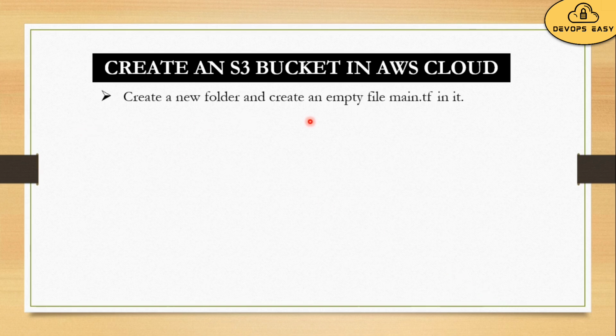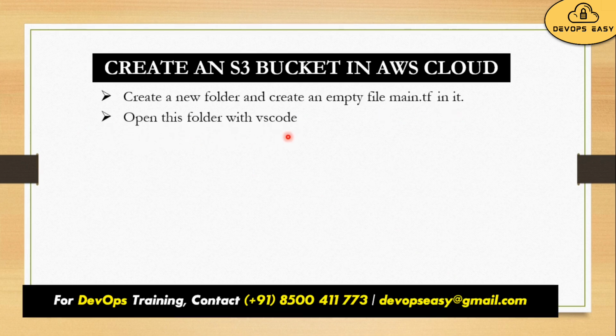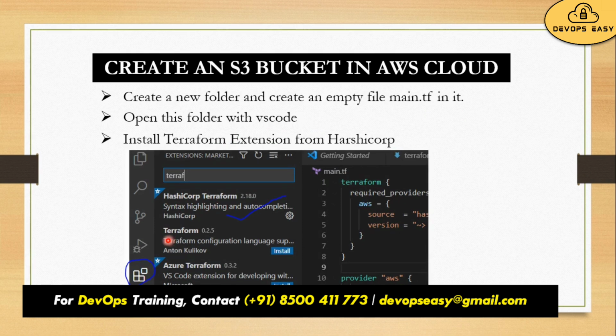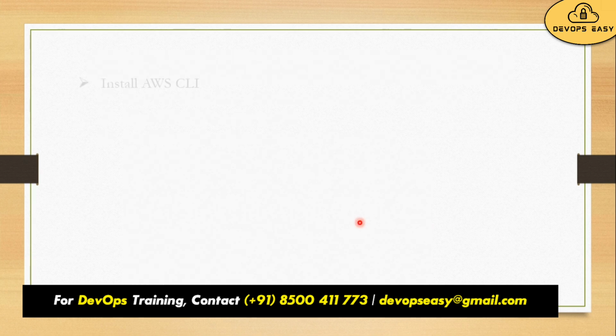First you will create a new folder and create an empty file called main.tf. I told you that Terraform files are in the .tf format. Open this folder with Visual Studio Code. Install the Terraform extension from HashiCorp. In your Windows system, if you don't have Visual Studio Code, download it and search for Terraform. You will get HashiCorp Terraform. Download that plugin. It will help you write the Terraform code. That's it, not more than that.